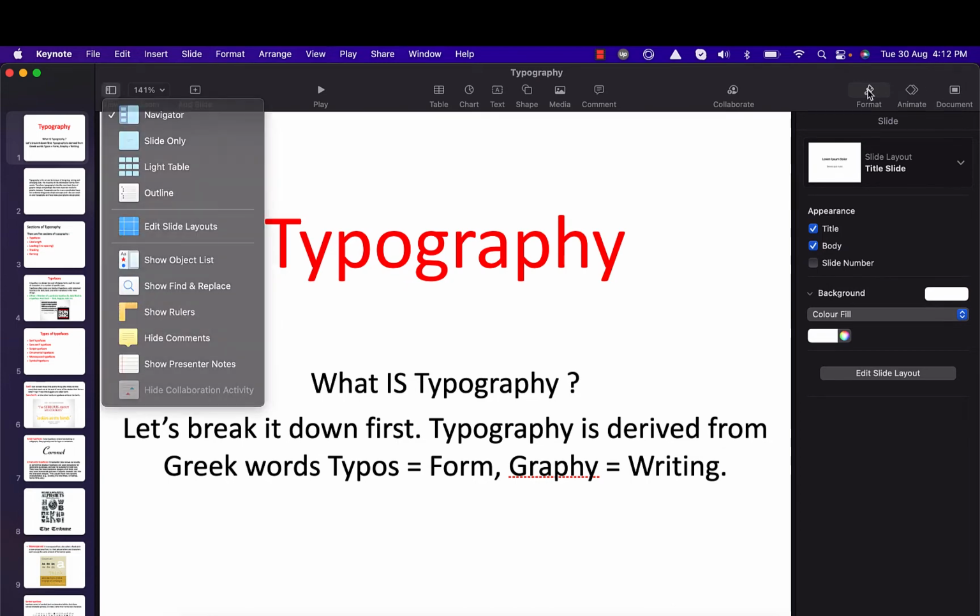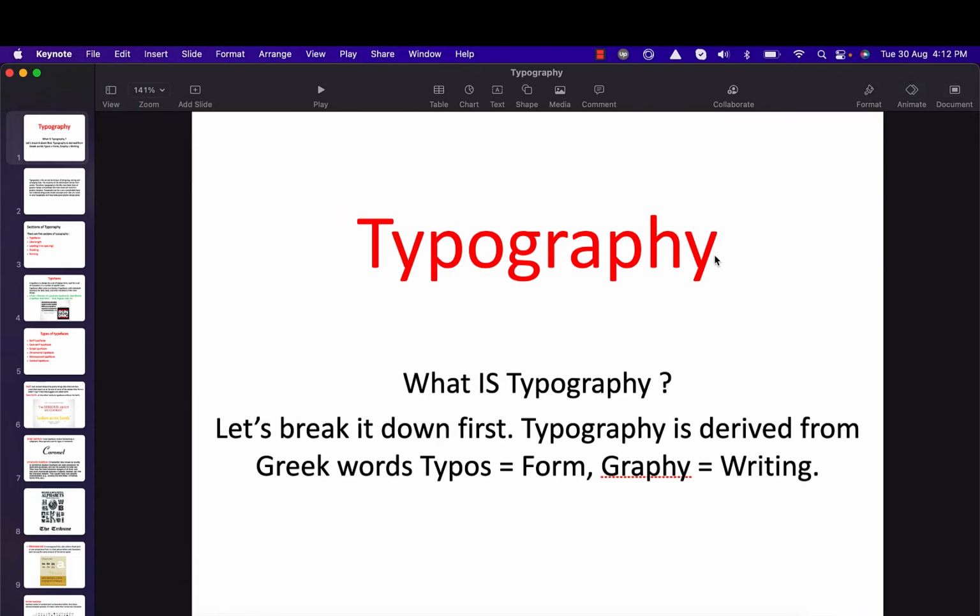So, typography. What is typography? Let's break it down first. Typography is derived from Greek word like typos is equal to form, shapes. Graphy means writing. So we are writing with shapes.